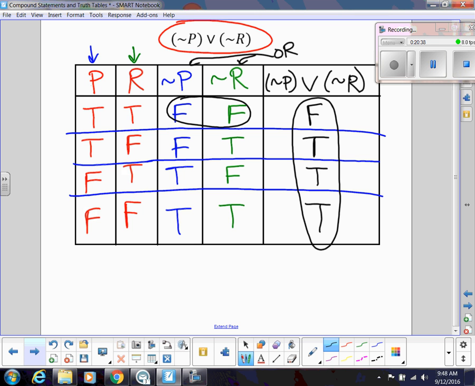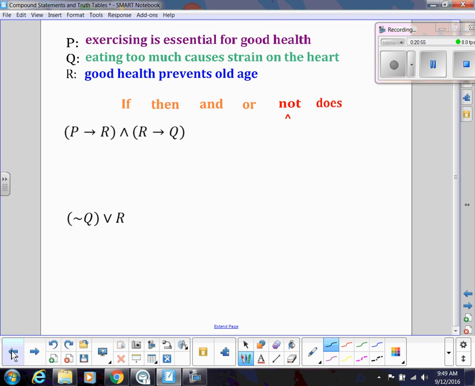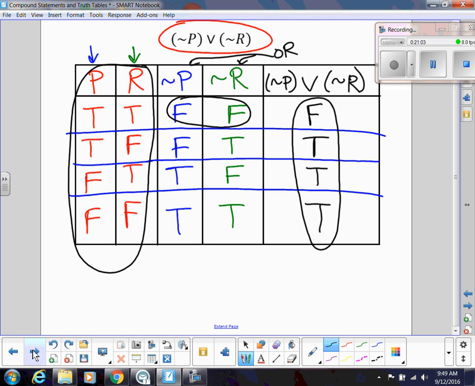So what does all that mean? That means if I have these original statements and I know these truth values, I can connect them to that final result. So if I said, okay, exercising is essential for good health, but I also know that good health does not prevent old age, that would be true then false, right? That would be this line. So then I can look at this one over here and say, well, my statement then would still be true. The statement that you made.